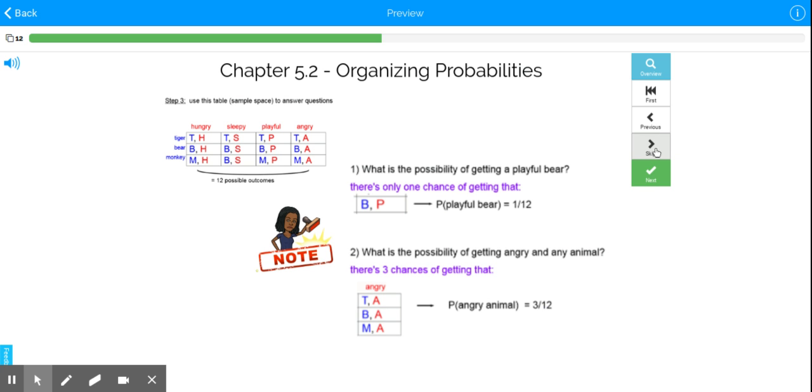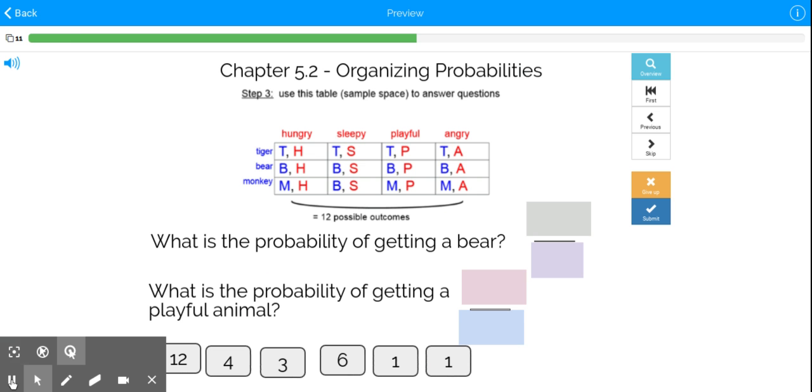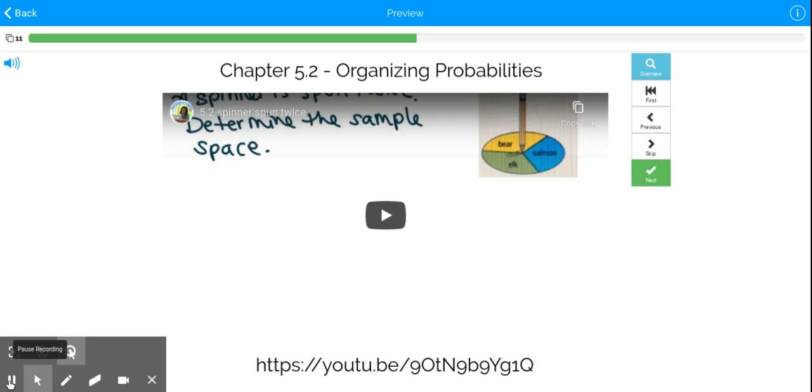Okay, for this one, you need to figure out the probability of getting a bear and the probability of getting a playful animal by dragging and dropping. Now, I would like you to watch this video because it gives us an example of a spinner being spun 2 times. Below is the link, but you can play it right in here. I'm just not going to let that play. You can play that on your own when you're ready.